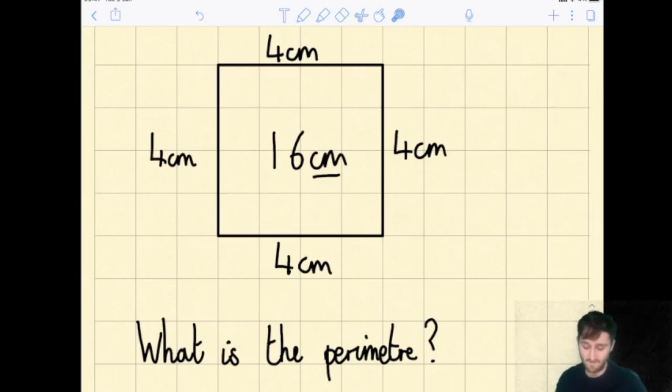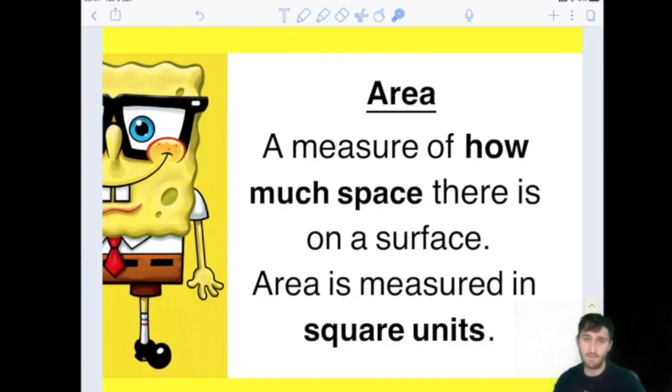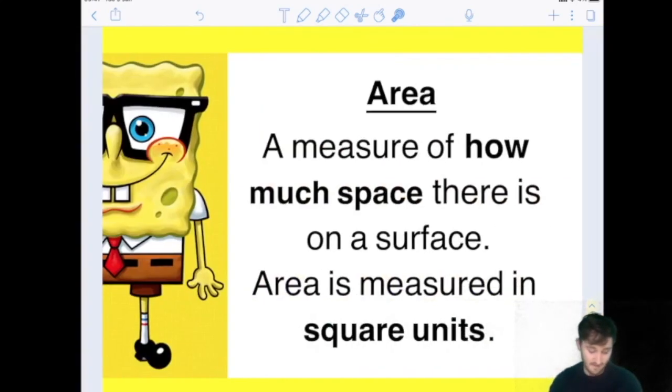But remember, this time we are focusing on the area. So what does the area mean? Well, the area is a measure of how much space there is on a surface, or maybe inside of a square. So for example, the perimeter of this square here is the outside, but the area we want to find is the inside of this square. And the area is measured in square units. So don't worry, I'll show you exactly what I mean.